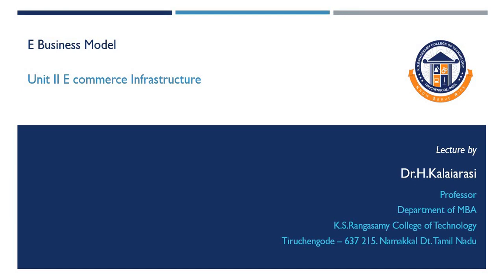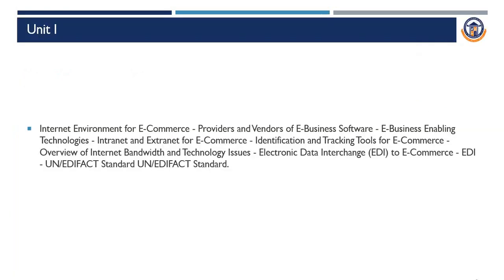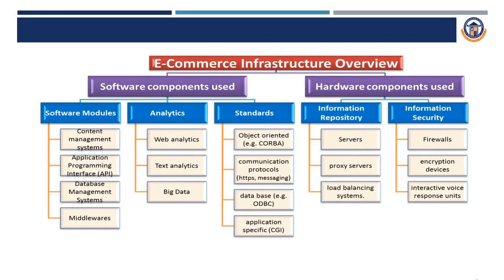Now we are going to discuss the e-commerce infrastructure. This topic comes under the subject of e-business model. This is the e-commerce infrastructure overview. Under this, there are two major components. The first is called software components and the second is hardware components.